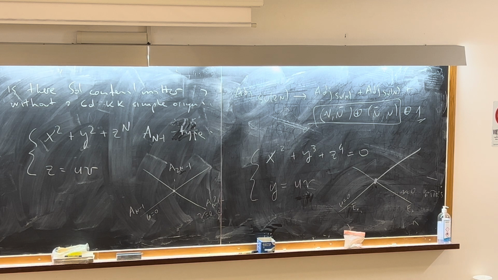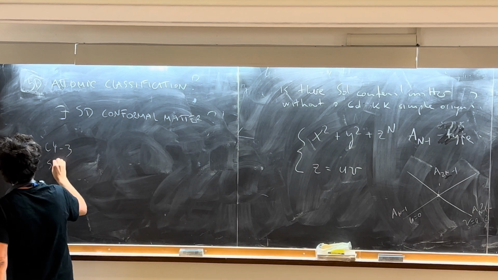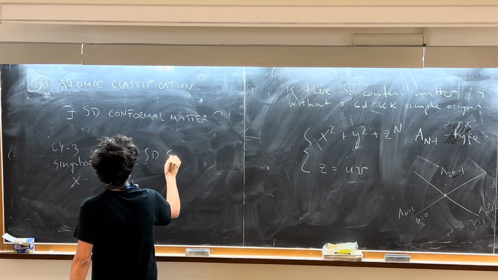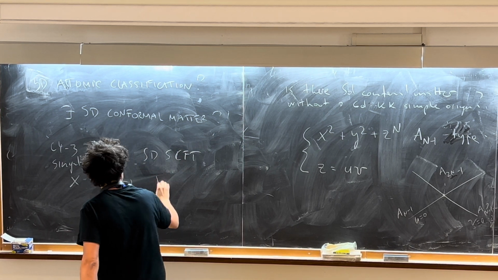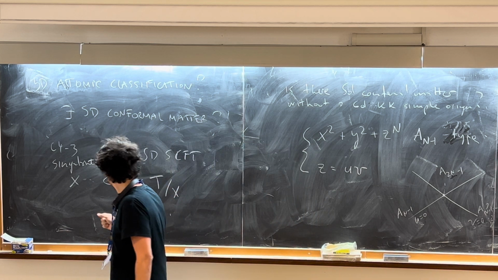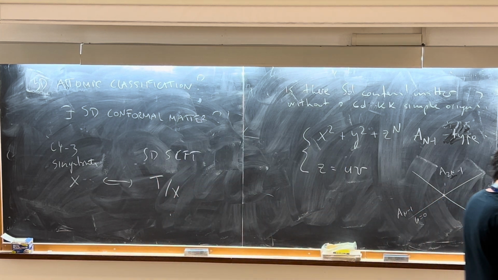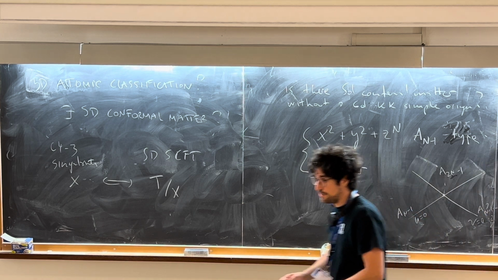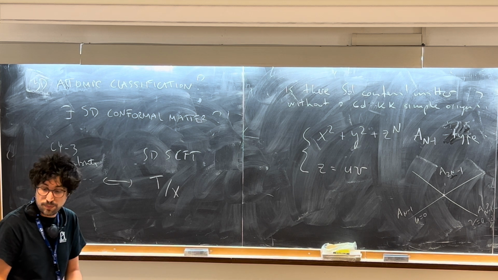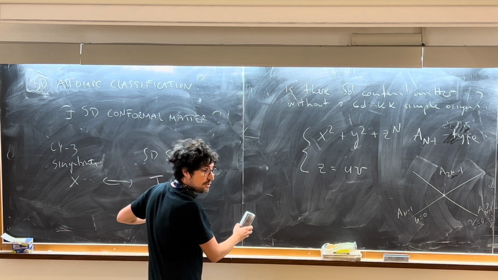And you can understand these systems exploiting these dictionaries between Calabi-Yau threefold singularities, say X, and 5D CFTs, say T of X, no? And from these dictionaries we can try to read off what the resulting theories are from studying their Coulomb branches. They are geometrized by the moduli space of these singularities.